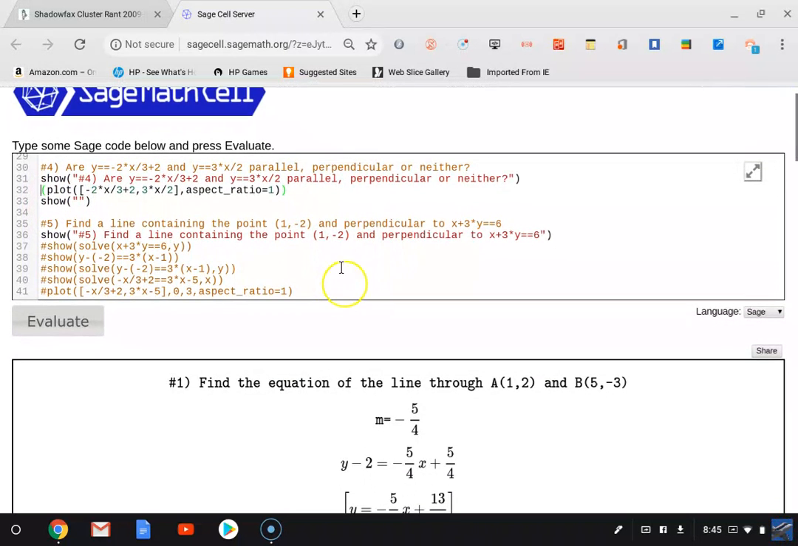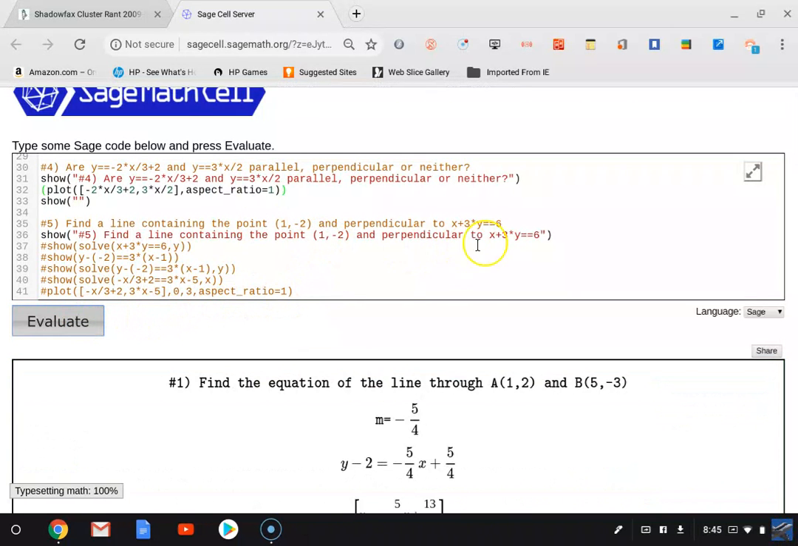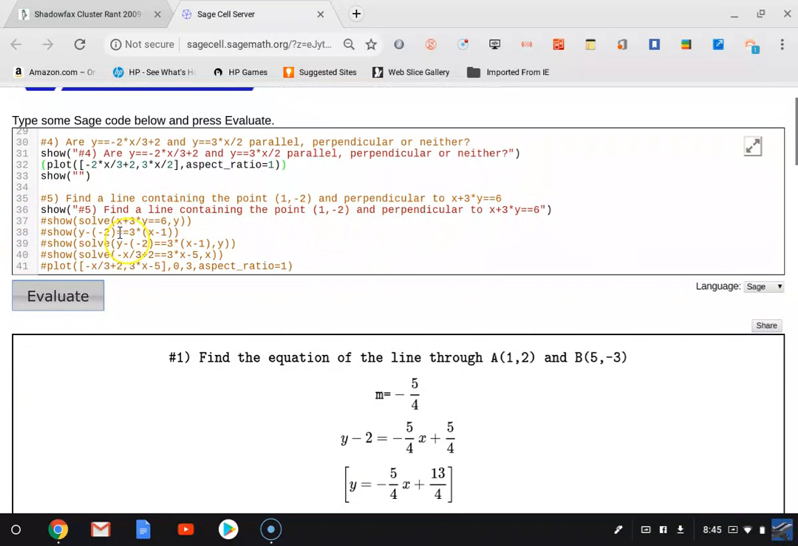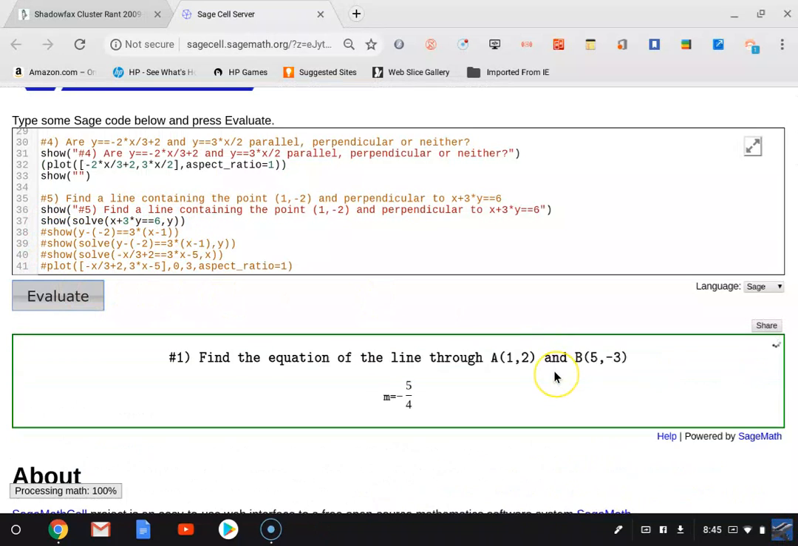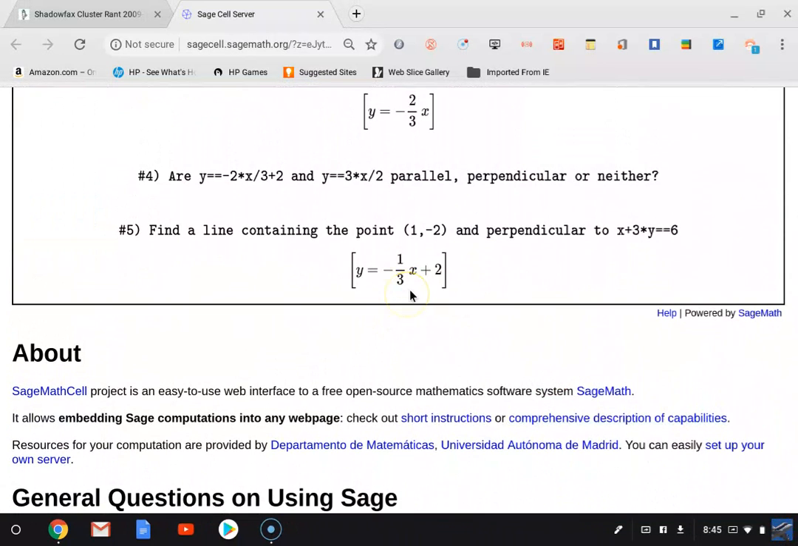All right, number 5. Find a line containing the point (1, negative 2) but perpendicular to x plus 3y equals 6. All right, so what does that mean? Well, if we solve x plus 3y equals 6 for y, let's just show that much, we find the slope of the line, right? So the slope is negative 1/3.